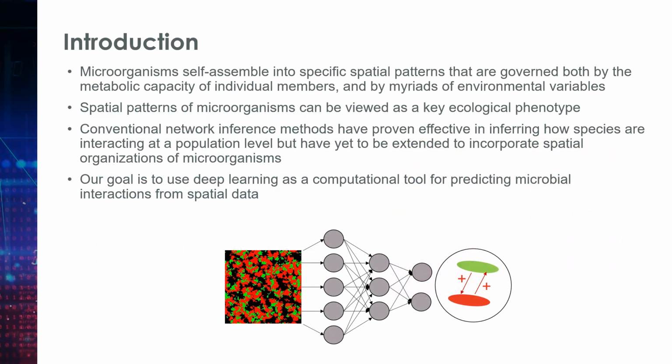Microorganisms in natural habitats, such as soil and sediments, self-organize into specific spatial patterns as driven by interspecies interactions, which are in turn affected by metabolic capabilities of member species and environmental variables. Therefore, spatial patterns, particularly at microscales, can be viewed as a key ecological phenotype, but their use for inferring interspecies interactions is currently lacking. Conventional network inference methods that rely on the analysis of population density data have not been extended to handle microspatial data yet.